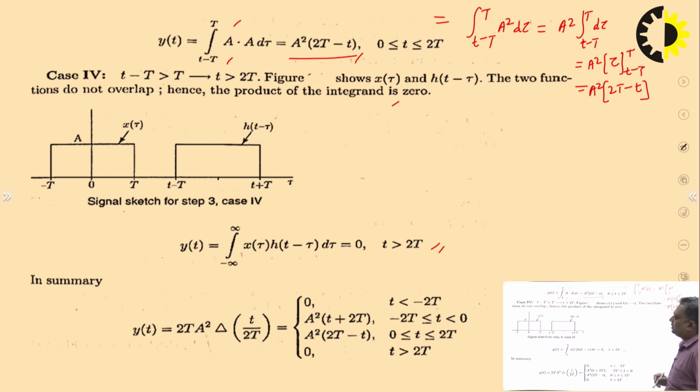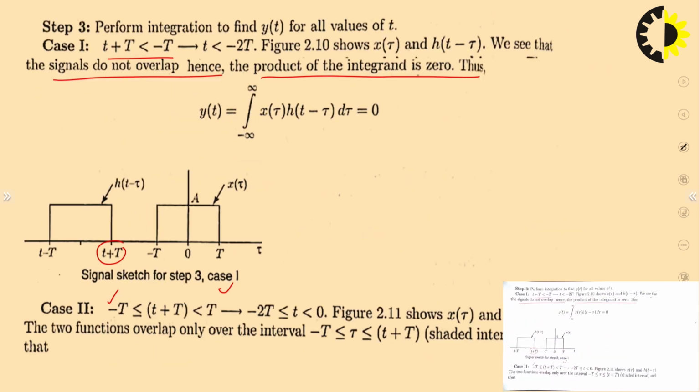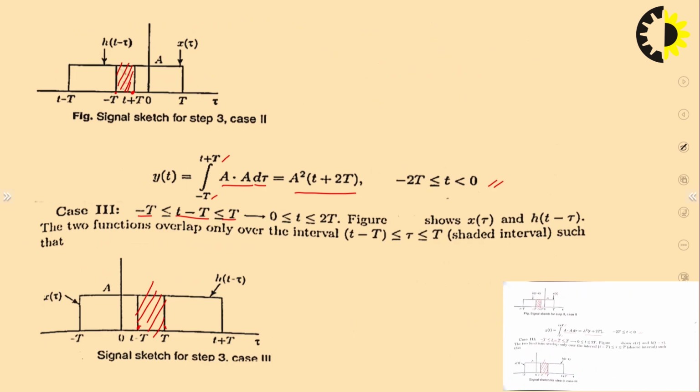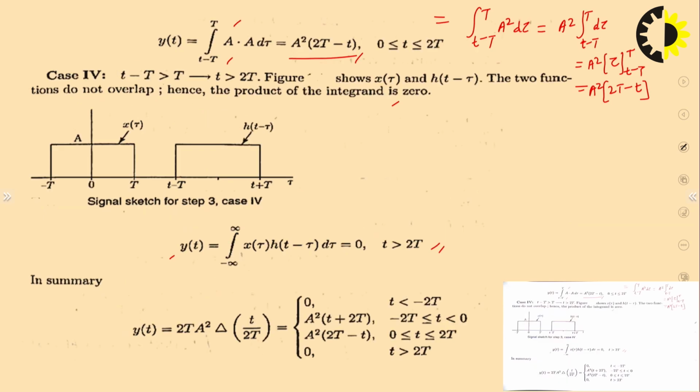So, when this situation arises, t is greater than 2t and the output is 0. Now, as a summary, you have seen that the first output is 0, for the second case the output is a square times 2t plus t, in the third case the output is a square times 2t minus t, and again in the fourth case the output is 0. So, this is the condition that we can write.